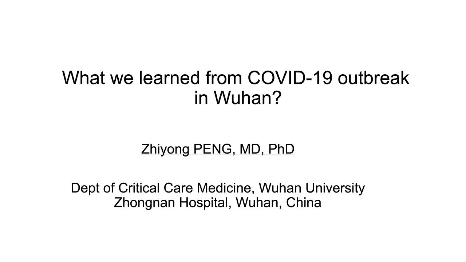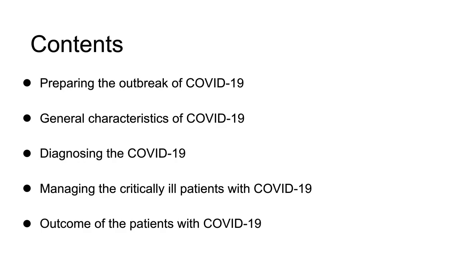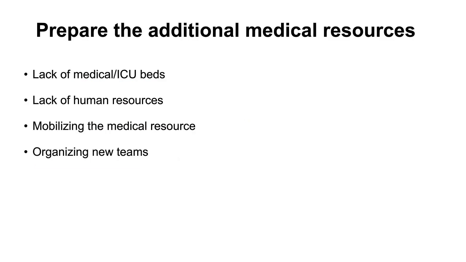First of all, I will talk about how to prepare for the outbreak of COVID-19. In the early stage of the outbreak, the medical resources, including the medical beds, ICU beds, and human resources, are limited. So we need to mobilize the medical resources with the help of the government or the appropriate authority, and organize more teams, especially ICU teams, to rescue the patients. The more ICU beds, the more patients will survive.